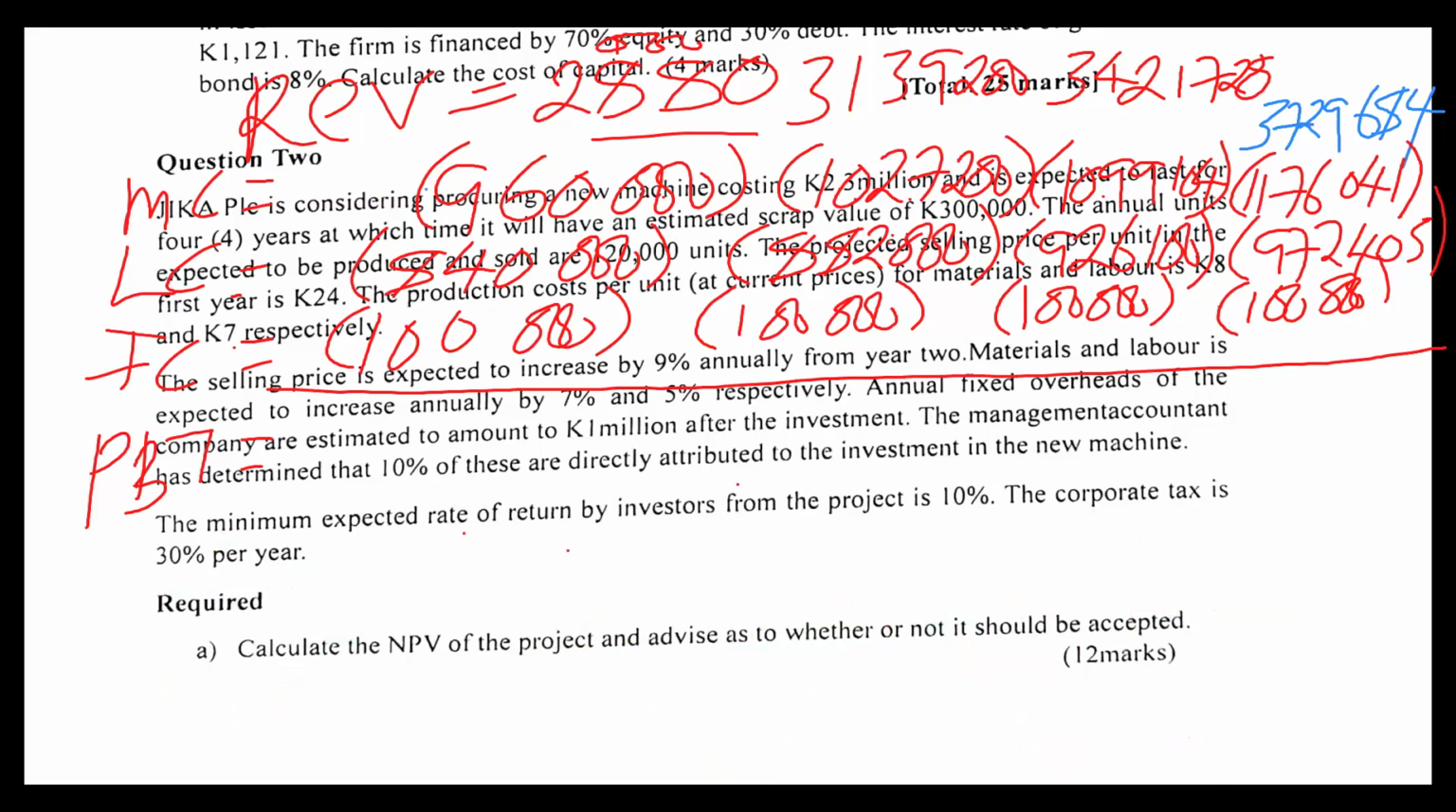What are you finding as the profit before tax? 980,000 for the first year? 980,000. Everyone is happy with this? Yes, sir. Okay, let's go to the second year.